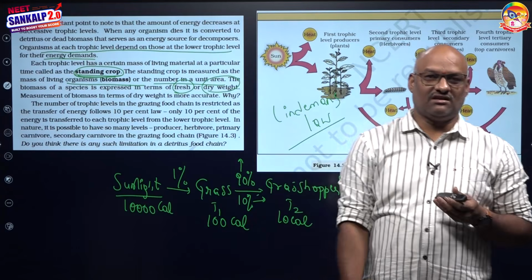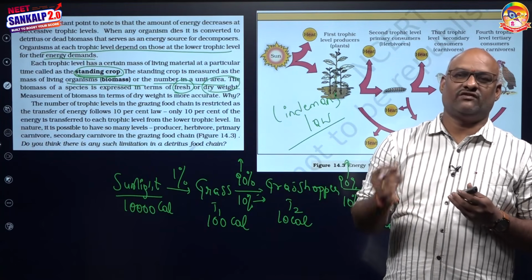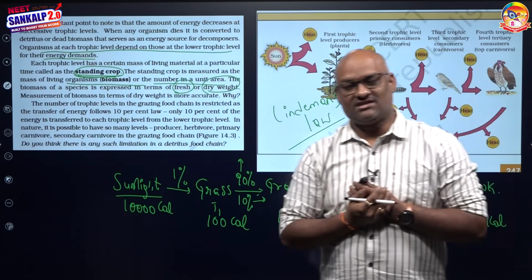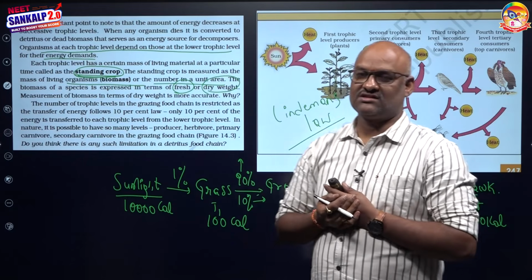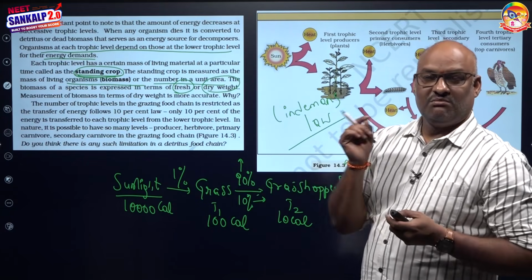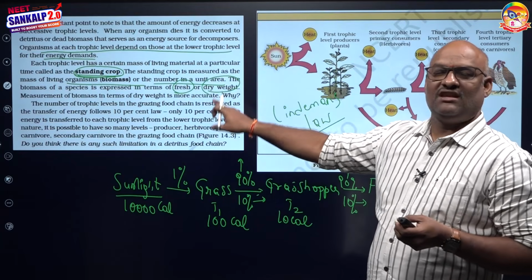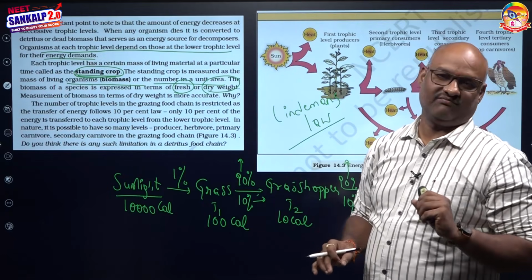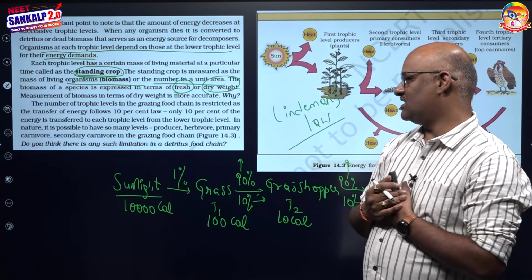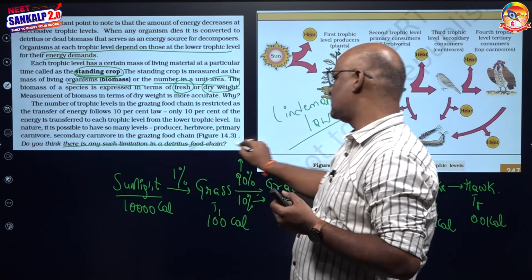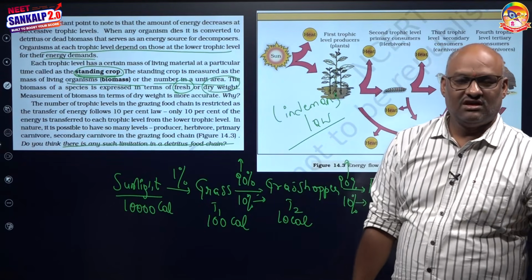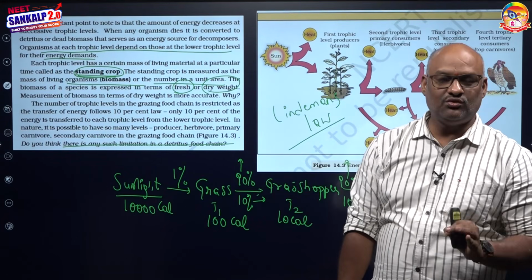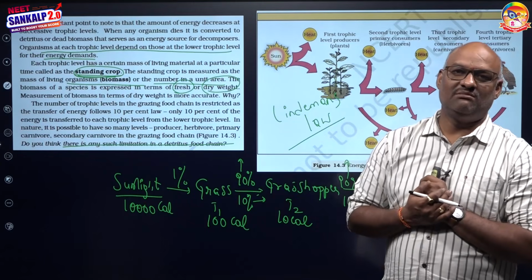So, what is the 10% law? Only 10% of the energy is transferred to the next trophic level, and the remaining 90% of the energy is utilized by the organisms for their own needs or for their respiratory losses. This is called the 10% law or Lindemann's law. Because of the 10% law, the levels of the food chain, either in the grazing food chain or in the detritus food chain, are restricted to only 4 or 5. Do you think there is any such limitation in the detritus food chain? Yes, obviously, in both food chains, the trophic levels are restricted to 4 or 5 due to the 10% law or Lindemann's law.